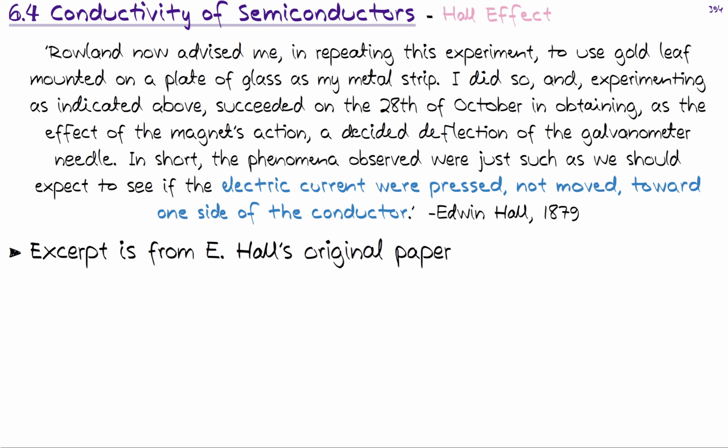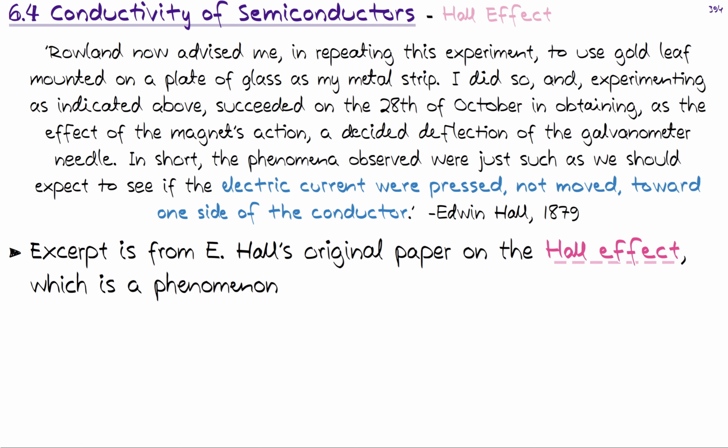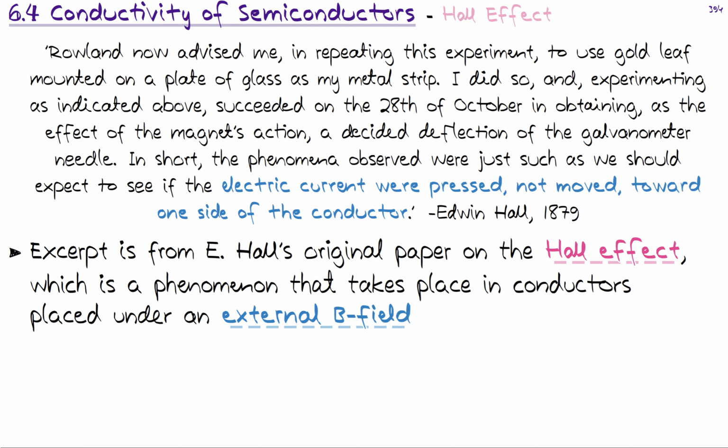So this excerpt that we see here is from Hall's original paper regarding the Hall effect. And this is a phenomenon that happens in a conductor, in a semiconductor, in a piece of metal that is being placed under an external magnetic field. So under an external B field.